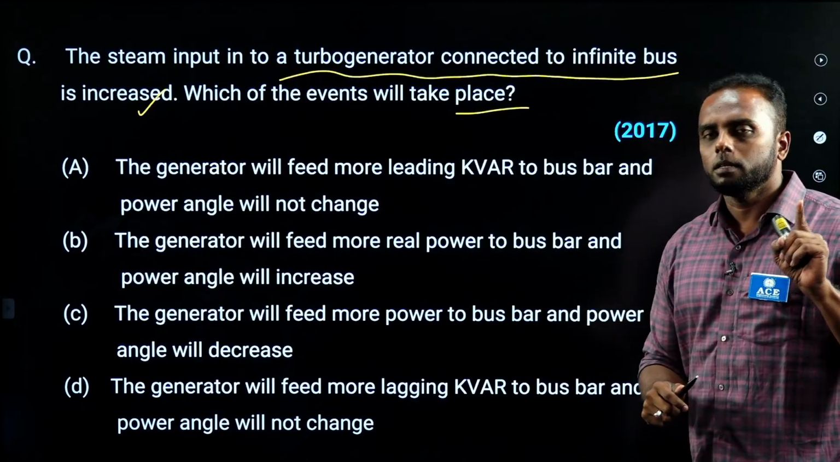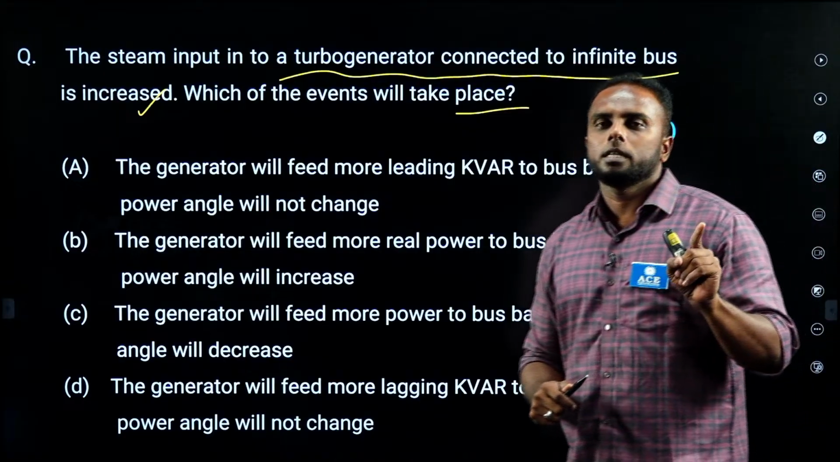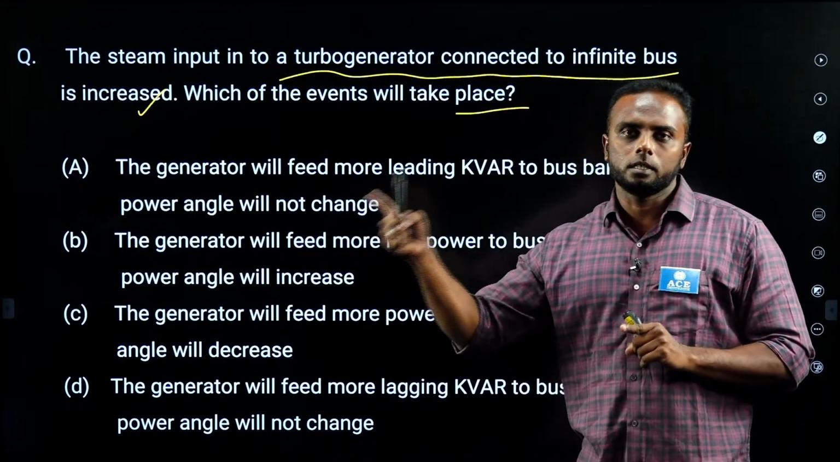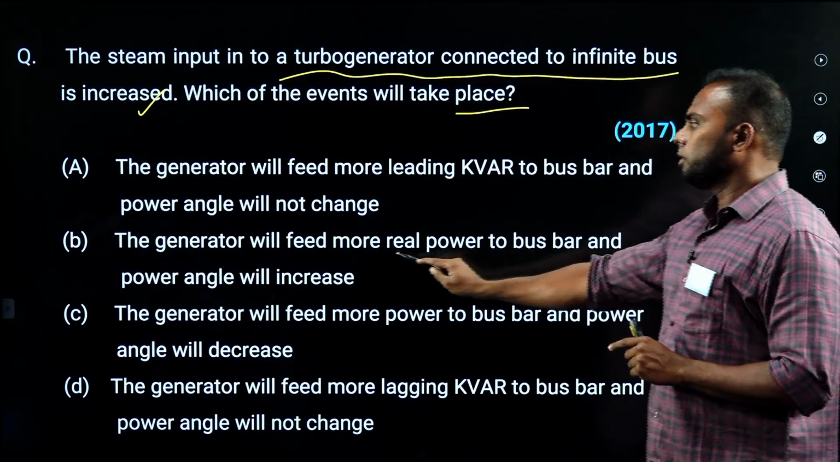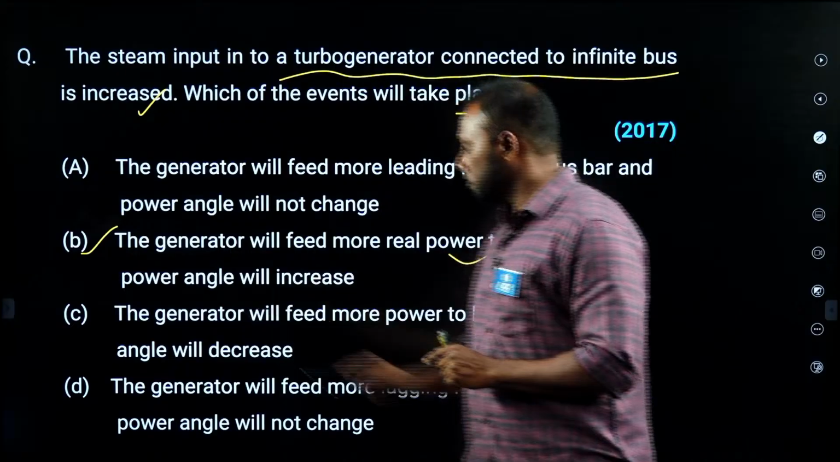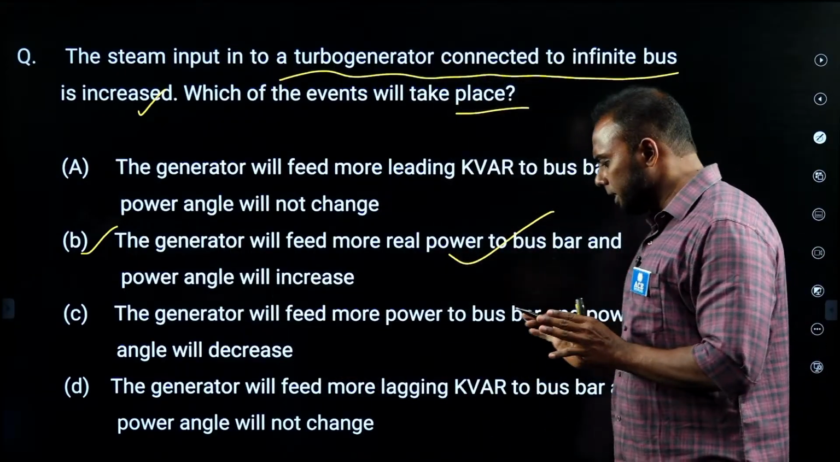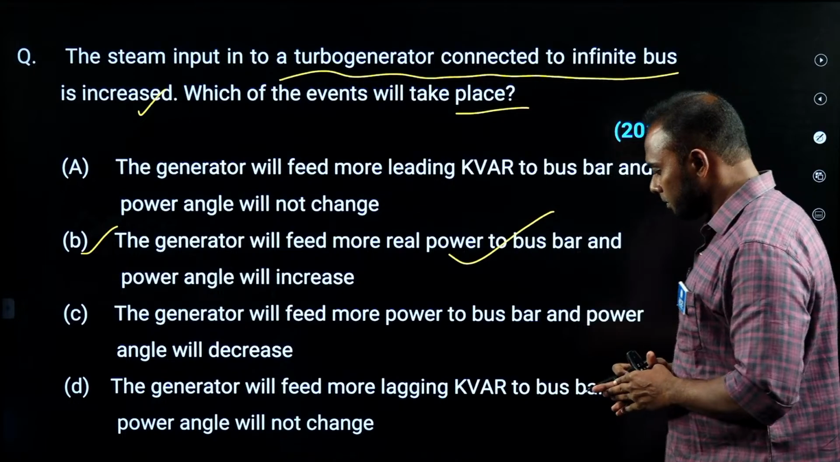So the power angle, or load angle delta, will increase or decrease. Whenever mechanical input increases or load on the generator increases, the load angle definitely increases. So the load angle increases here and the generator will feed more real power to the bus bar. So the answer is option B. Such questions will confuse you a little in the actual examination, so take care of this.